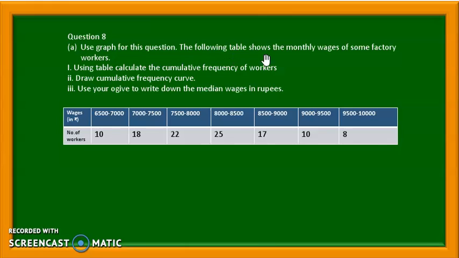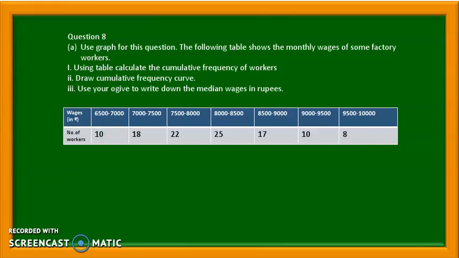The following table shows the monthly wages of some factory workers. Using the table, calculate the cumulative frequency of the workers. So the table is given. You are asked to draw the cumulative frequency table, and then draw the cumulative frequency curve. So you have to draw the cumulative less than ogive. Then from that ogive, you have to find the median of the wages. So there are 3 questions in this one. Yes, so let us take that.